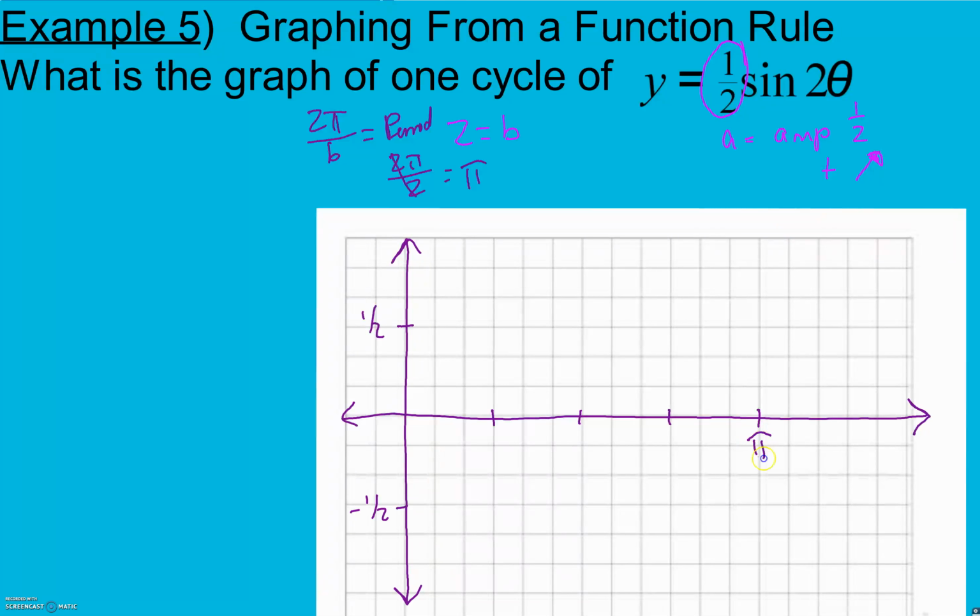Our period's going to be pi. So I take it and split it into 4 pieces. So each of these is going to be a pi over 4. And then I have 2 pi over 4, which simplifies to pi over 2. Then I have 3 pi over 4, and then 4 pi over 4, which simplifies to just pi. Since it's positive, we're going to go 0, max, 0, min, 0.